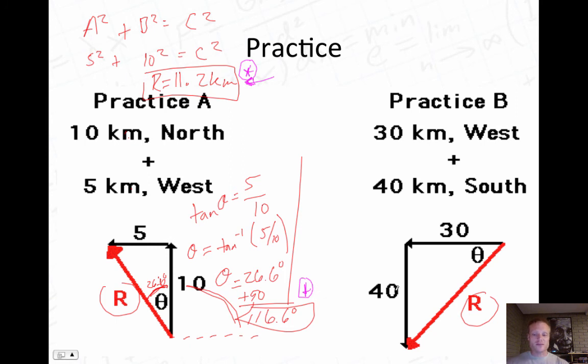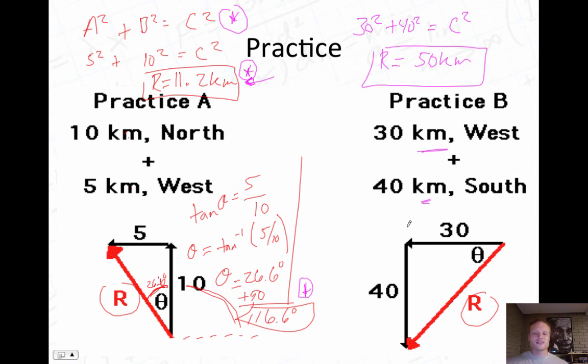Remember, you need to have a numerical value, which is this, and a direction, which is that. Let's do one more practice problem right here. Again, I have two sides of this triangle known. I don't know theta, and I want to find the hypotenuse. So again, I'm going to use the Pythagorean theorem, a squared plus b squared equals c squared. So 30 squared plus 40 squared equals c squared. If you do all that math, you should find that r equals about 50 kilometers. How do I know it's kilometers? The units for the two sides are listed as kilometers. So that is the magnitude of this resultant vector.